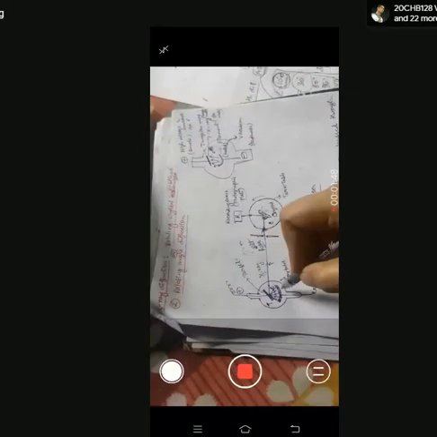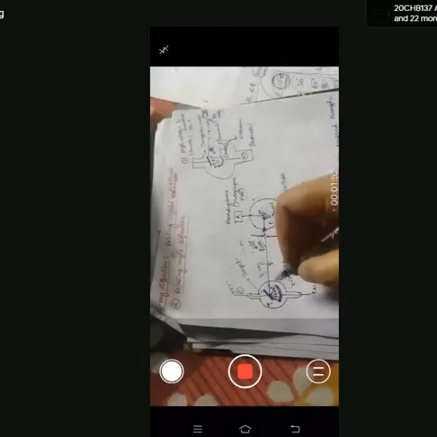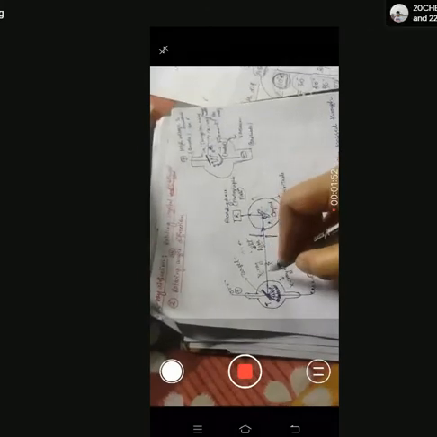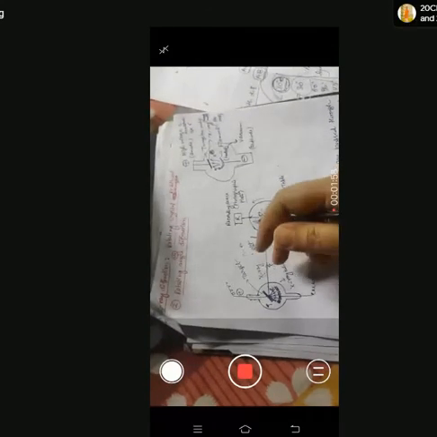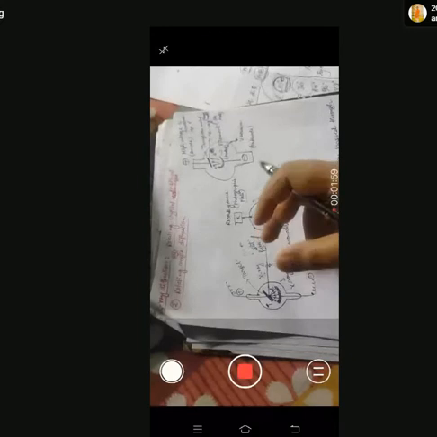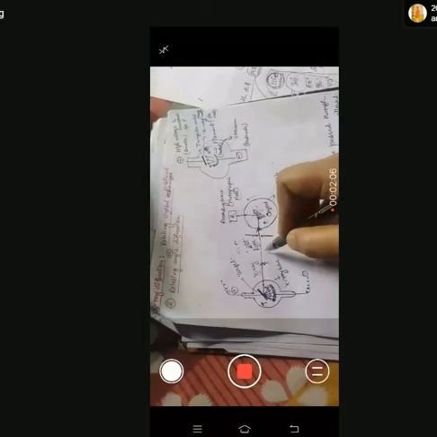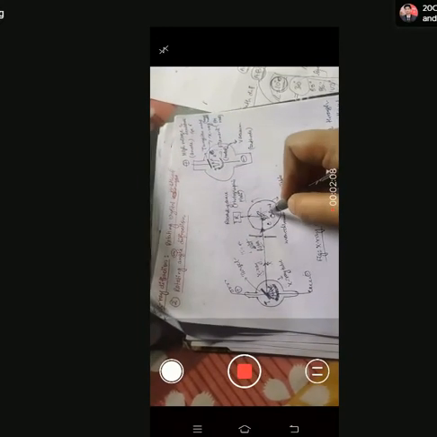But since the velocity of the electron is very high, high energy is released, and that energy is released in the form of X-rays. X-ray is electromagnetic radiation, a bundle of energy. So some energy is released in the form of X-rays, which will be incident on the crystal.